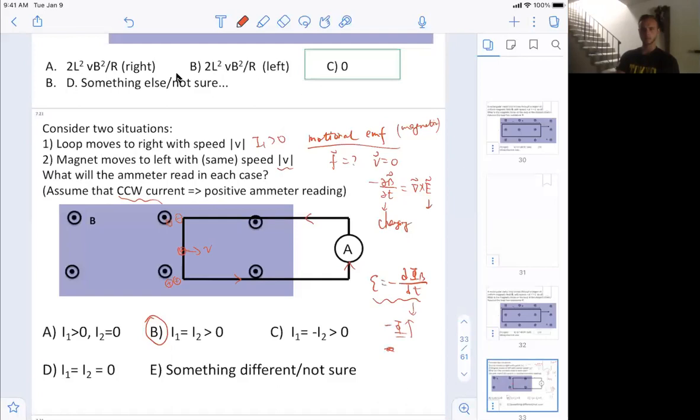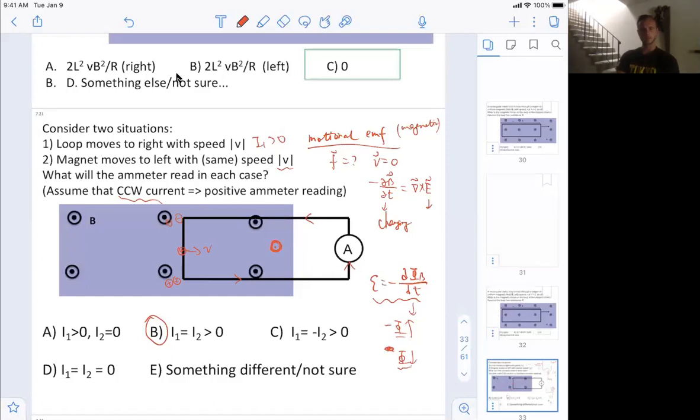Another way to oppose the change is when your flux is decreasing. To fight that change, you want to produce a magnetic flux in the same direction as your original flux. Both cases are ways to oppose the change. So for example, in this case, you're leaving the magnetic field, so the flux is decreasing. To oppose that change, you want to produce the same amount of B that is in the same direction.